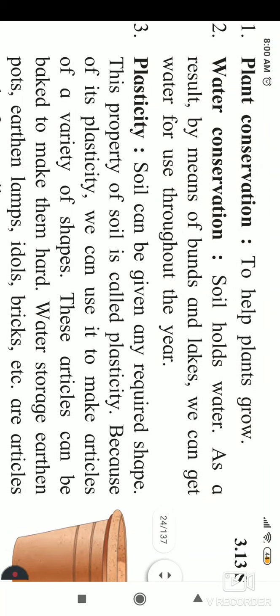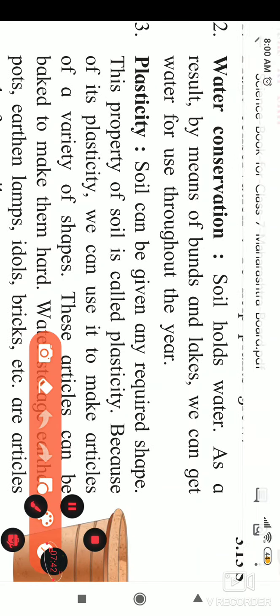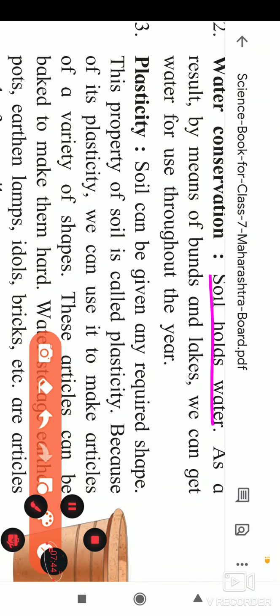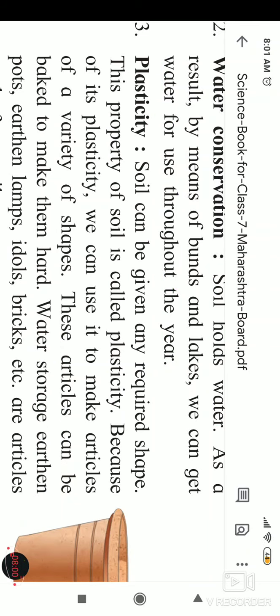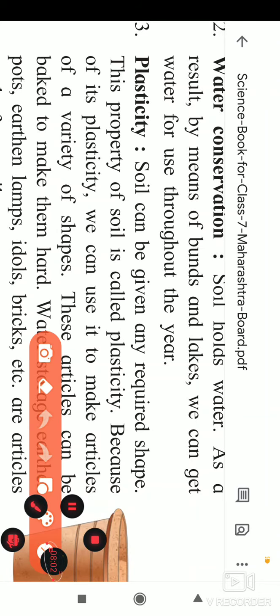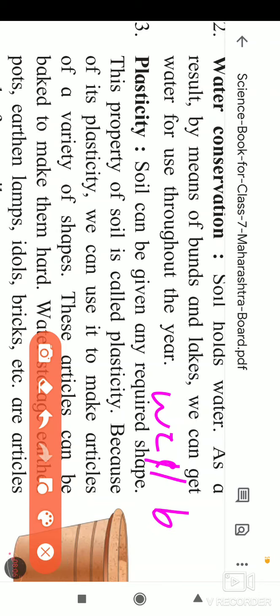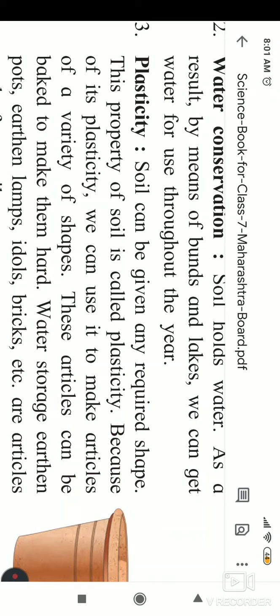Now the next point is water conservation. Soil holds water; it has a capacity to hold water. As a result, by means of burns and lakes, we can get water for use throughout the year for our purposes. We get this water from the well, otherwise from the bore well, which is stored under the soil.